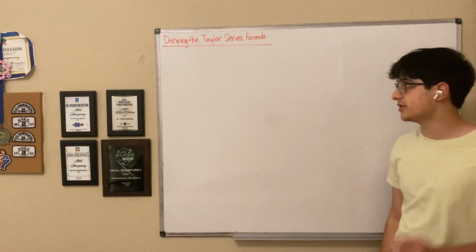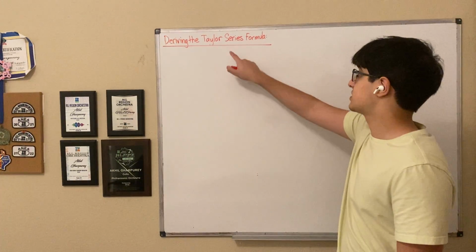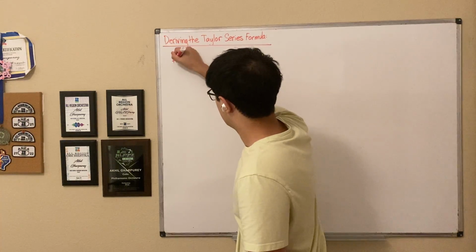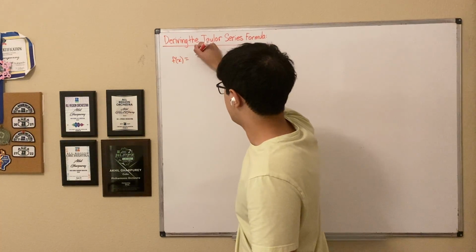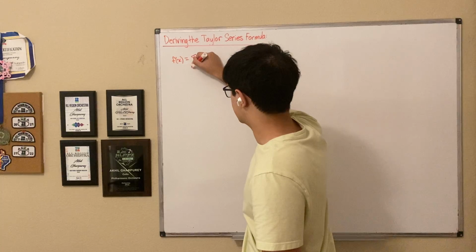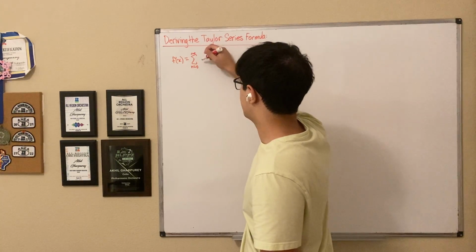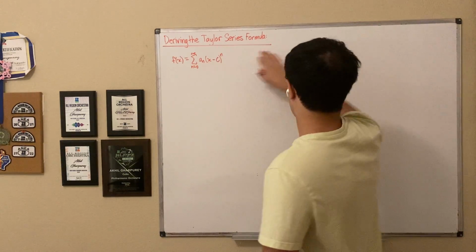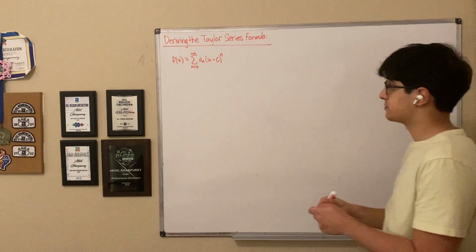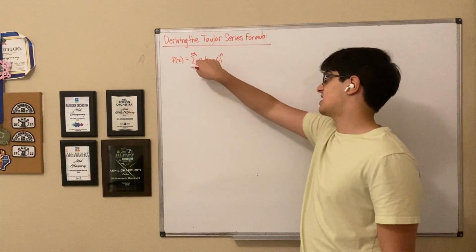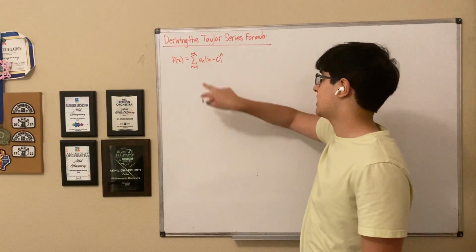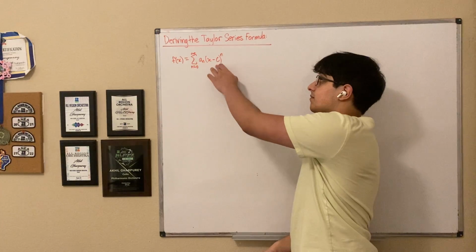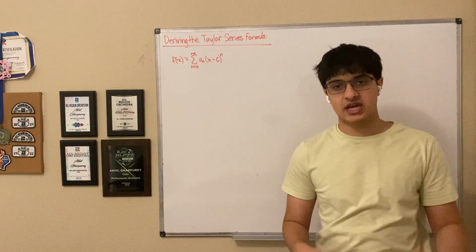So the Taylor series formula pretty much says that any function, if we have just some function f of x, can be modeled as an infinite series going from 0 to infinity, just some infinitely long polynomial. And this polynomial can be expressed as some arbitrary term a sub n times x minus c to the n, where c is just the center point of the Taylor series.